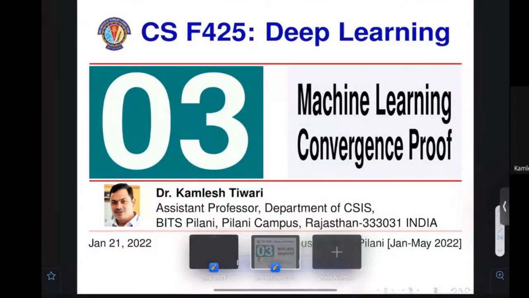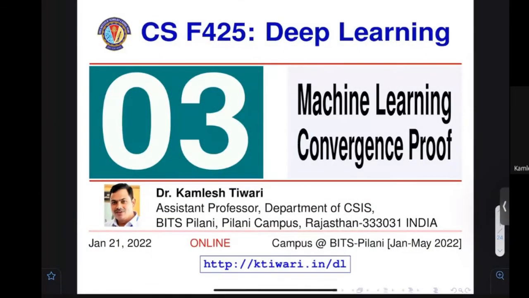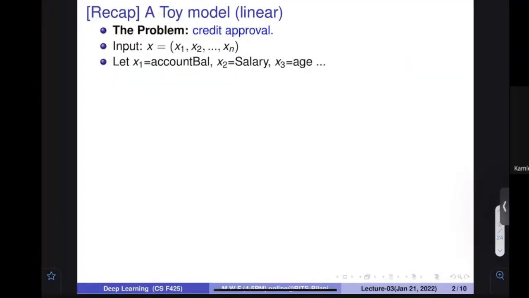Now let us go to our today's session. In this session, as I told you, we are going to continue our discussion of the machine learning framework, and we are also going to see mathematically why this is going to work. Make sense? All right, so let me do a small recap.